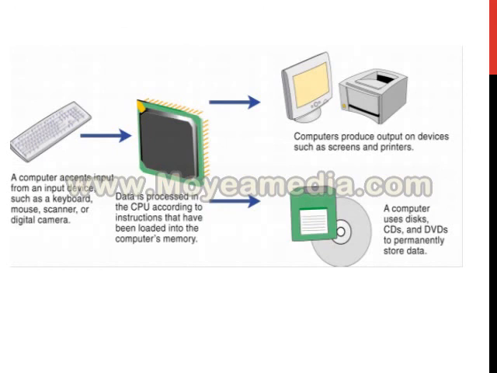Whatever data we get then goes to two parts: the computer produces output on devices such as screens and printers, where we take printouts as in our daily life nowadays. A computer also uses disks, CDs and DVDs to permanently store data.